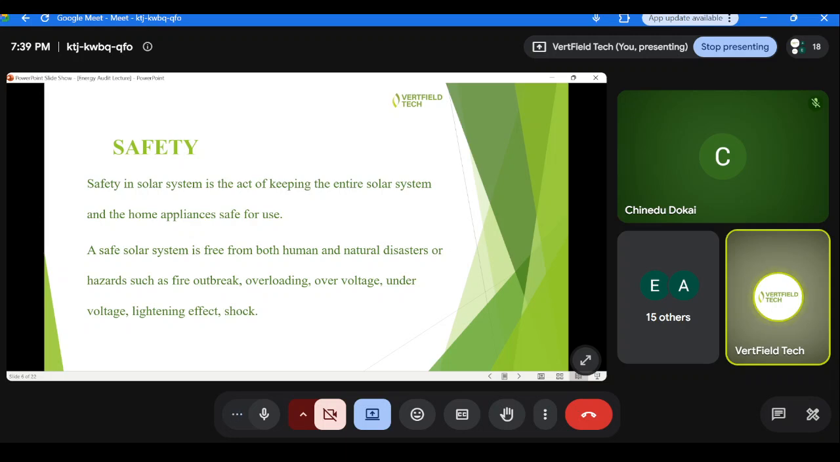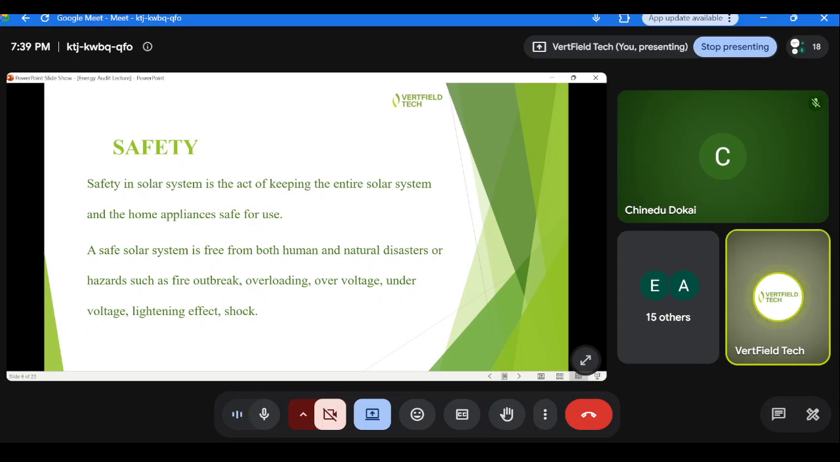you need to introduce what we call safety tools and gadgets. If you introduce those safety tools and gadgets, it simply means that the breakers you are going to be using, the surge protector, the fuse, and the earthing or ground system must be properly sized and must be very active.